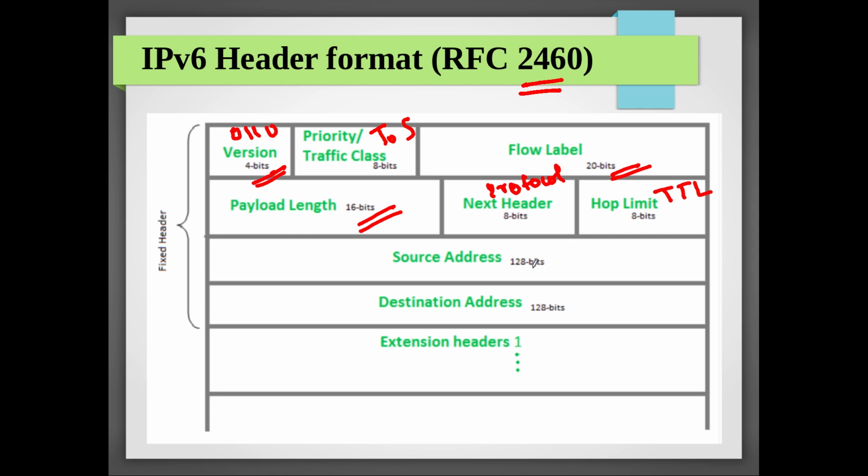And then we have the source address of 128 bits or 16 bytes, destination address 16 bytes, and then extension headers. So we calculated that the fixed header, that is the main header of IPv6, is of size 40 bytes, that is fixed and mandatory in any IPv6 packet, followed by the options which are represented by the extension headers. So you can add extension headers like extension header 1, 2, 3, depending on how many options you want to represent.